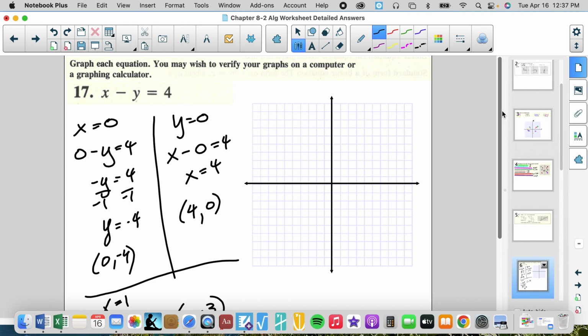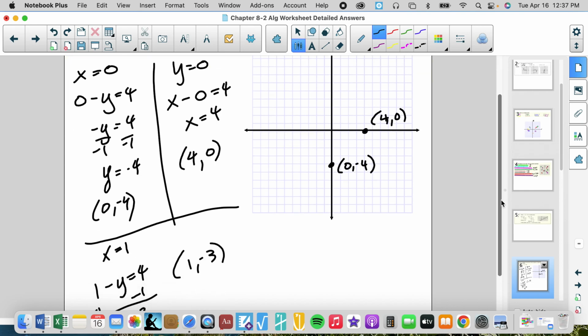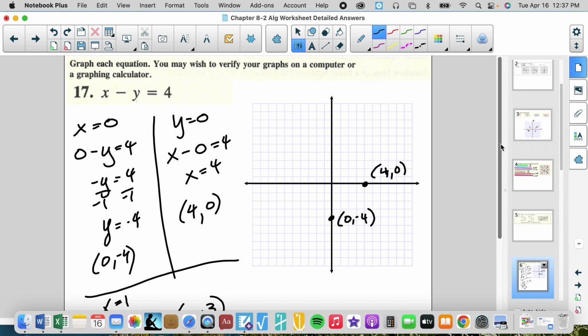0, negative 4: 1, 2, 3, 1, 2, 3, 4. That's 0, negative 4. We have 4, 0: 1, 2, 3, 4. That is 4, 0. And then I found the point 1, negative 3. 1, negative 3 was here. Do we have to graph it?